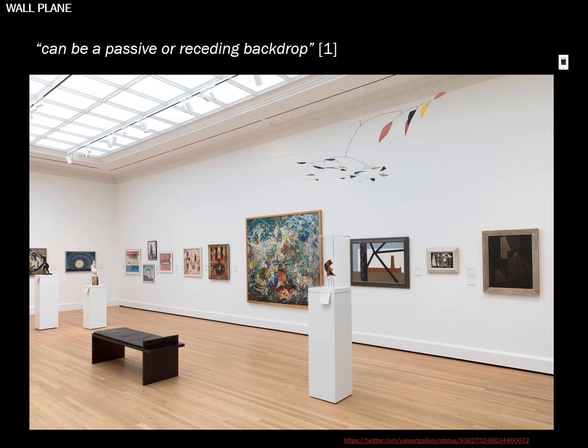You can see how it can be passive as a backdrop. You don't want your gallery walls to be too profound. The Guggenheim is sometimes criticized because the building itself is what people are going to see a lot, and your galleries should focus the attention of the visitors on the exhibits. So for the most part, you want it to be a backdrop.